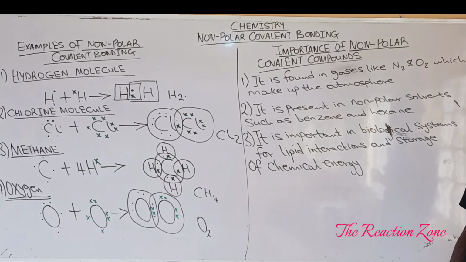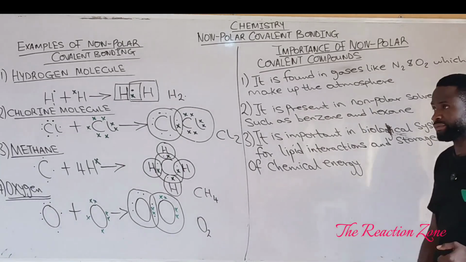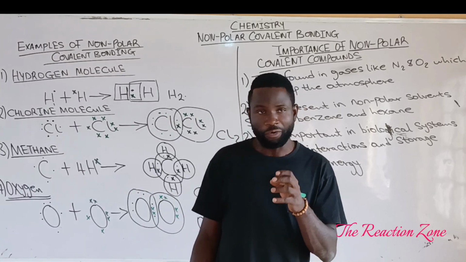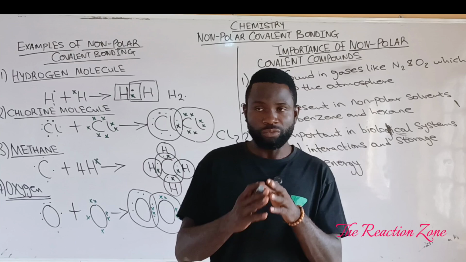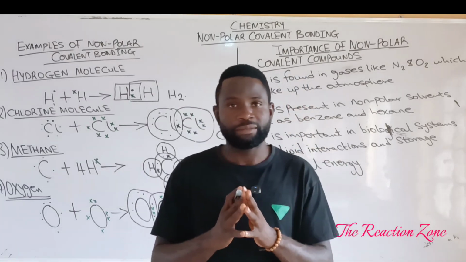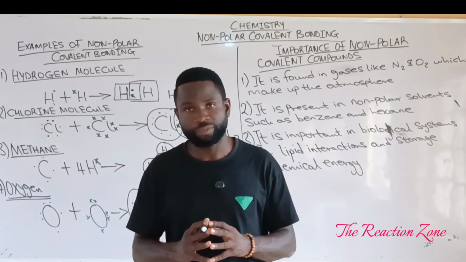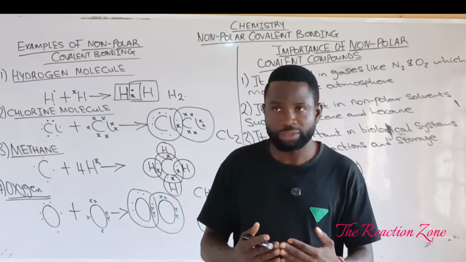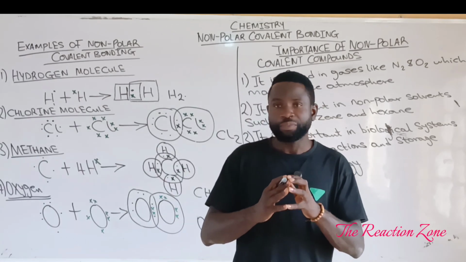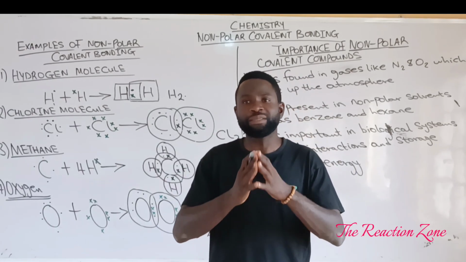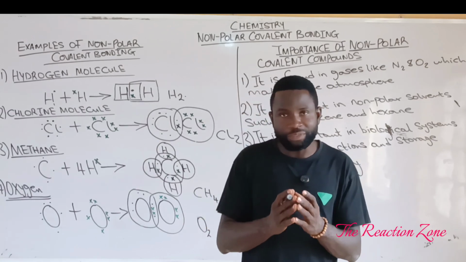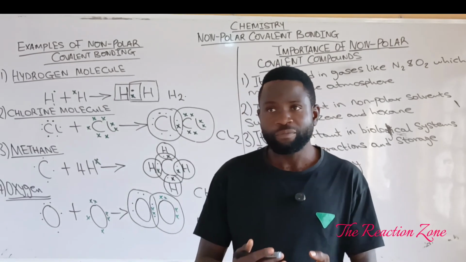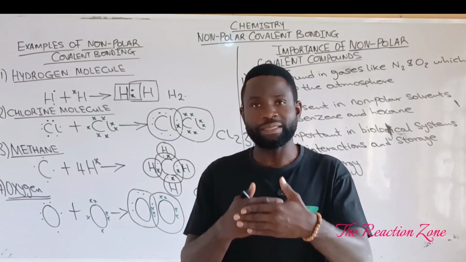In today's lesson, we're going to look at the concept of non-polar covalent bonding. A non-polar covalent bond is a bond that is formed between two atoms in which they share at least an electron pair equally. The equal sharing of the bonding electrons is as a result of the fact that atoms that participate in this kind of bond either have the same values of electronegativity or they have electronegativity values that are nearly equal.